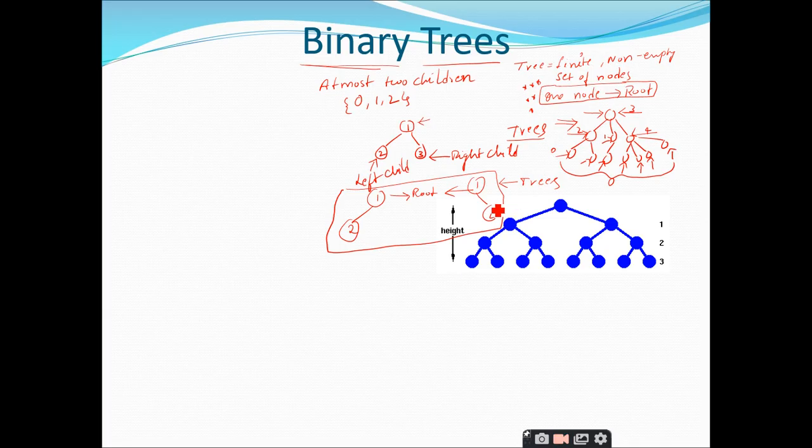Normal trees do not have any difference. Why? Because there is no concept of giving designations to the children, right? So this child 2 is similar to the right child, right? But when you consider these two examples as binary trees, there is a difference.